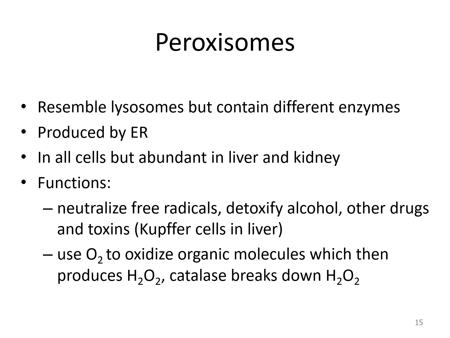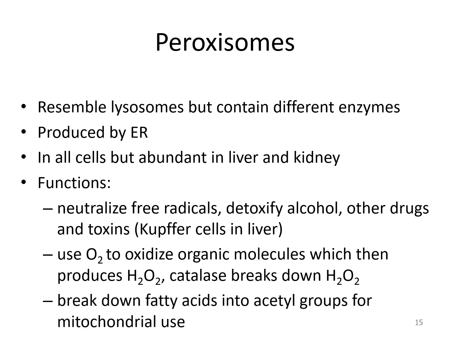They use oxygen to oxidize organic molecules, which produces H2O2, hydrogen peroxide, as a byproduct. And catalase, which is found in the peroxisomes, is a special type of enzyme that will decompose hydrogen peroxide into water and oxygen, rendering it harmless because hydrogen peroxide can also cause cellular damage. They also break down fatty acids into acetyl groups for use by the mitochondria.